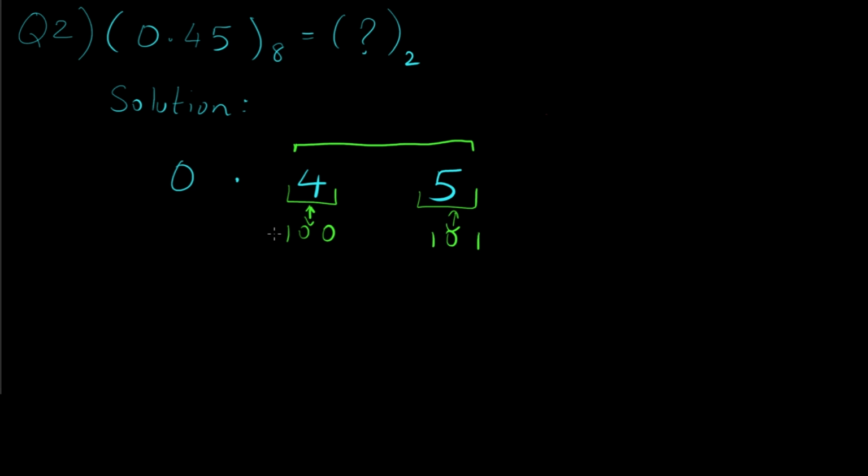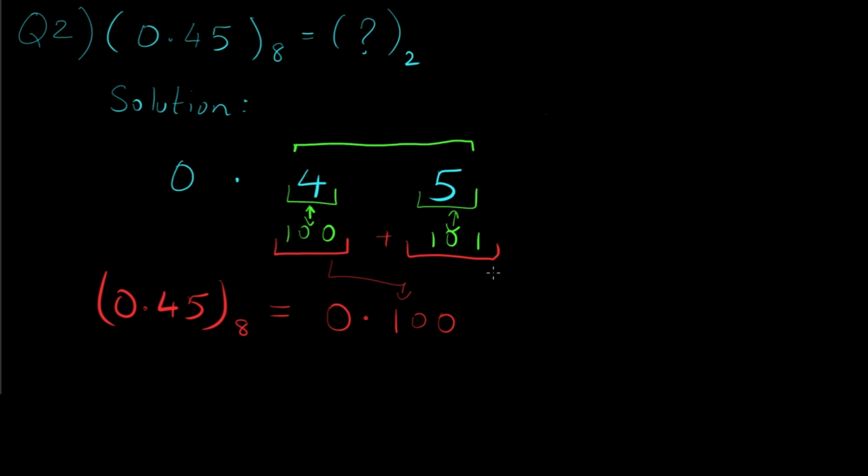Now we have calculated the binary equivalent of the individual digits. To get the final answer, we just need to club these together. That means 0.45 in octal is equal to 0. This part, that is 100, and this part 101 in binary.